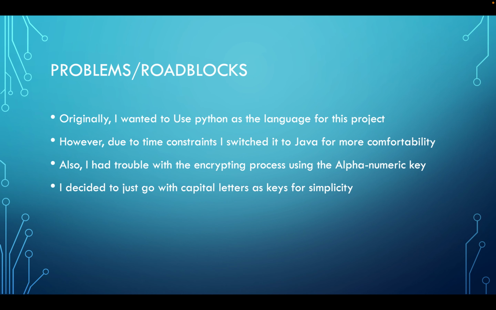Then some of the problems or roadblocks and things that I learned throughout this process: originally I wanted to use Python for this project because it's more versatile and it's more common to use for cryptography. However, due to some time constraints, I switched to Java for more comfortability and familiarity. I also had trouble with the encrypting process using the alphanumeric key, which is basically what the key is decided on. So I decided to just go with capital letters as keys for simplicity.